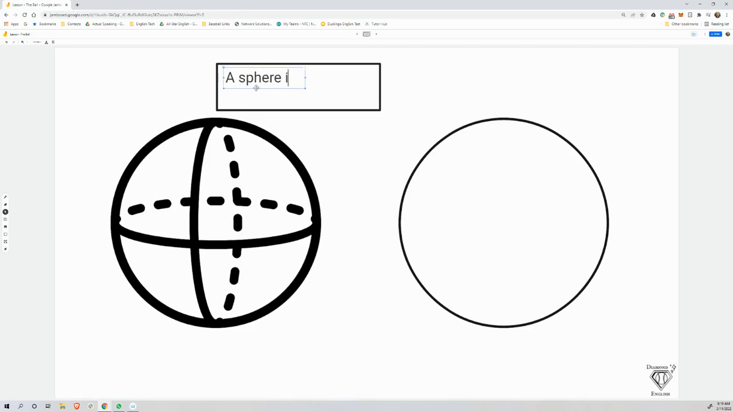A sphere is 3D, three-dimensional. 1, 2, and 3. 3 dimensions. A sphere is 3D.